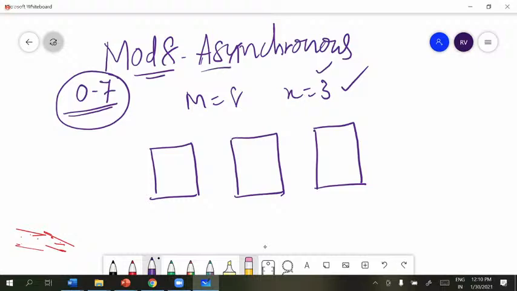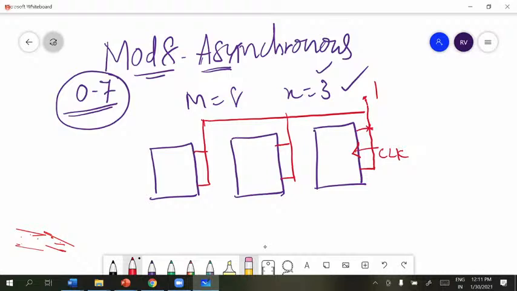And this is an asynchronous counter. That means the clock signal should be connected here. You are giving the clock signal here, and all JK inputs should be connected to logic high. This is very important. All JK inputs should be connected to logic high.